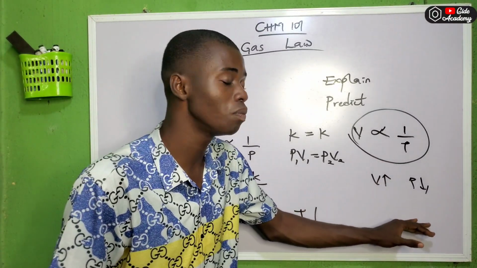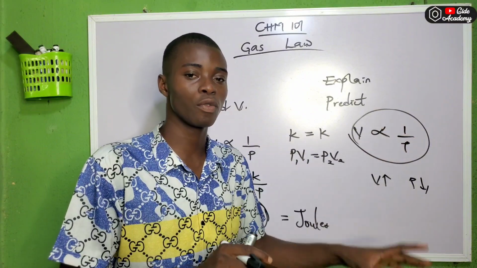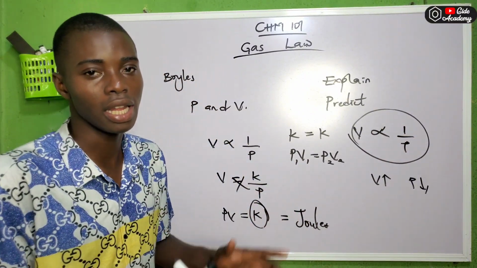Both of them can never go in the same direction simultaneously. One has to decrease for the other to increase. Now let's continue with our class.